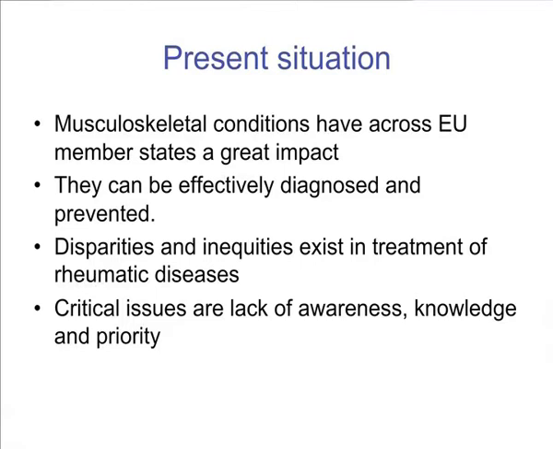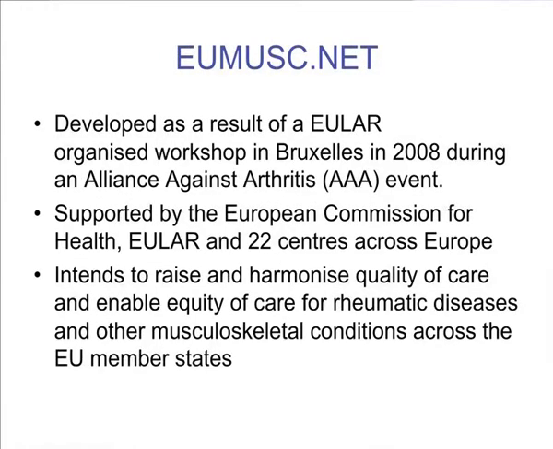So what can we do about that? One of the possibilities to work with that is the EU MuskNet project. This was developed in 2008 as part of a workshop during an Alliance Against Arthritis event. The project is now supported by the European Commission for Health, by the EULAR, and 22 centers across Europe. And the objective, the intention of this project, is to harmonize quality of care and enable equity of care for rheumatic diseases and other musculoskeletal conditions across the whole EU.